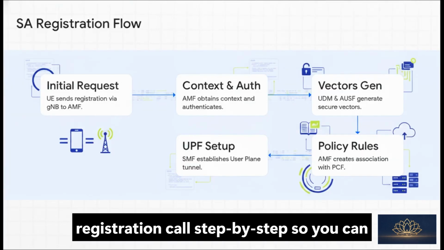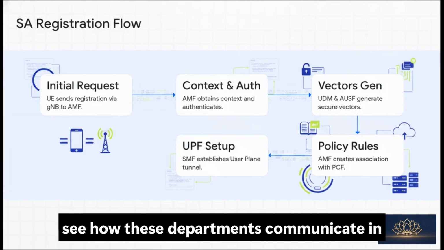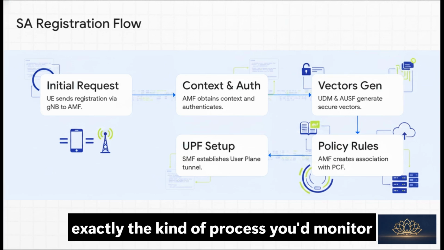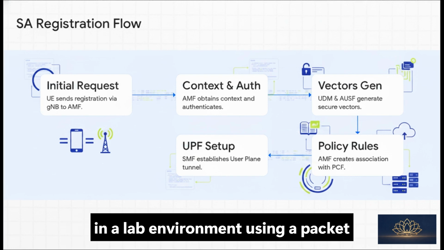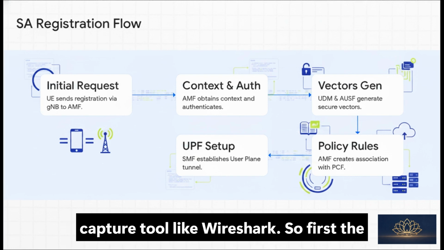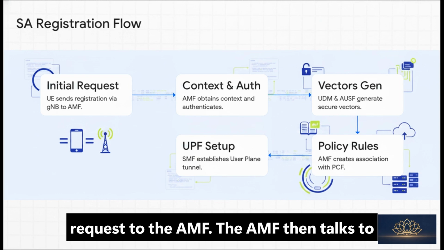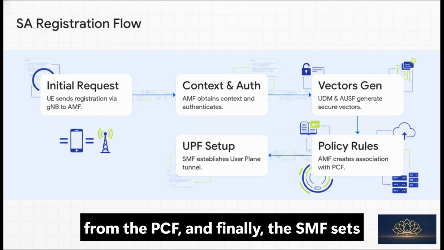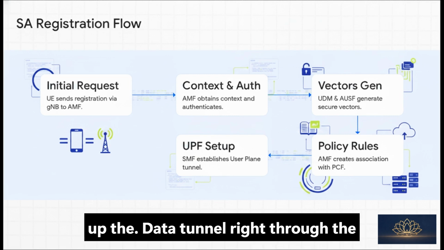Let's actually trace a standalone access registration call step by step so you can see how these departments communicate in real time. And by the way, this is exactly the kind of process you'd monitor in a lab environment using a packet capture tool like Wireshark. So first, the user equipment sends a registration request to the AMF. The AMF then talks to the UDM to authenticate the user. Once they're authenticated, policies are pulled from the PCF. And finally, the SMF sets up the data tunnel right through the UPF.